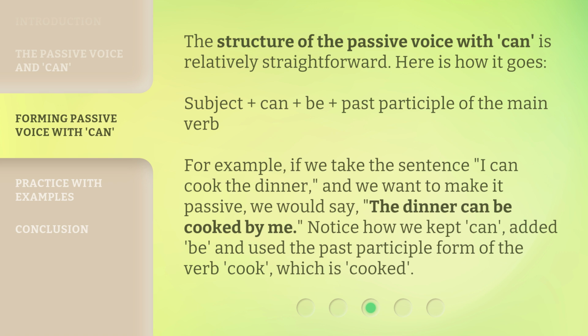For example, if we take the sentence, "I can cook the dinner," and we want to make it passive, we would say, "The dinner can be cooked by me." Notice how we kept can, added be, and used the past participle form of the verb cook, which is cooked.